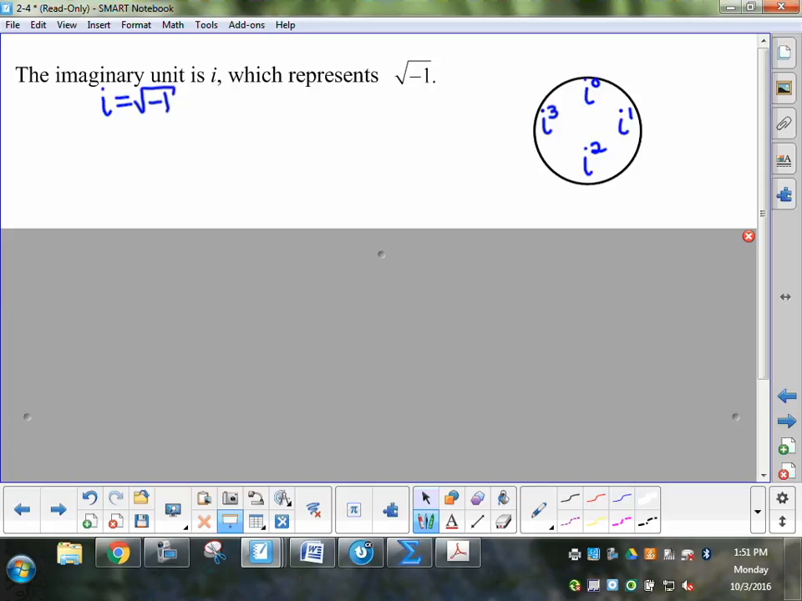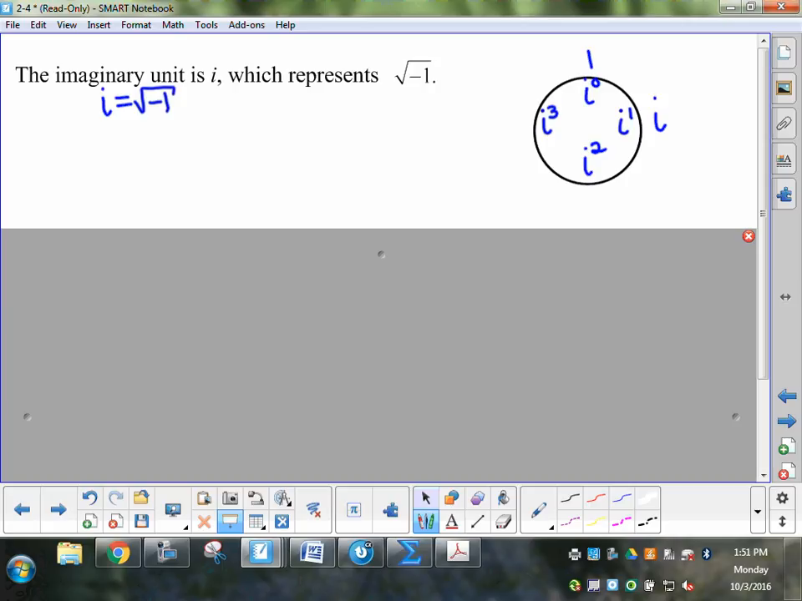The first one I want to look at is i to the 0 power. Hands up, please, and tell me what i to the 0 power is going to be. And let's be careful about this. No, that would be i to the first power. It's not going to be 0. It's 1. Any base to the 0 power is going to give you 1. What about i to the first power? Well, that's just an i.